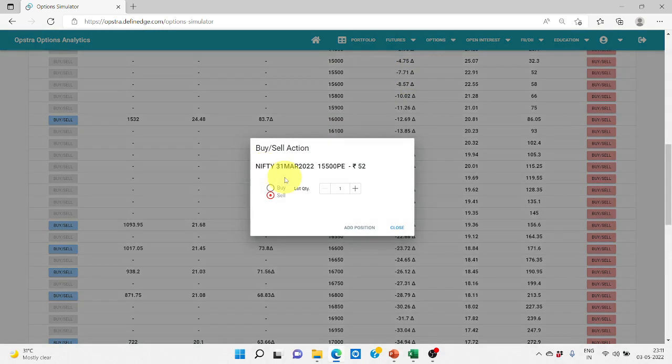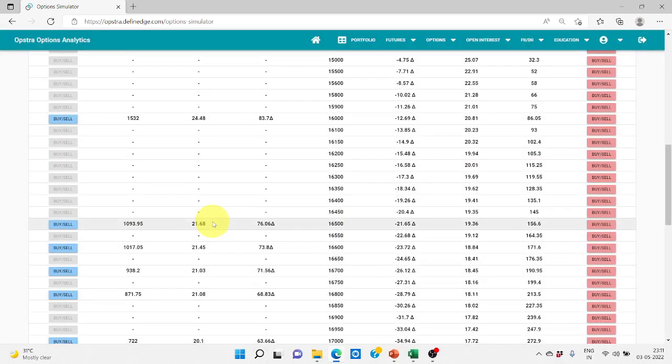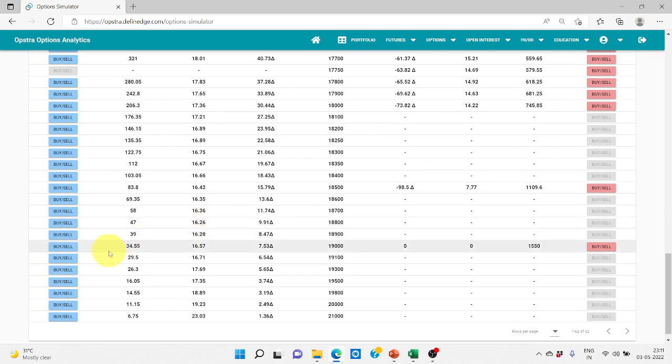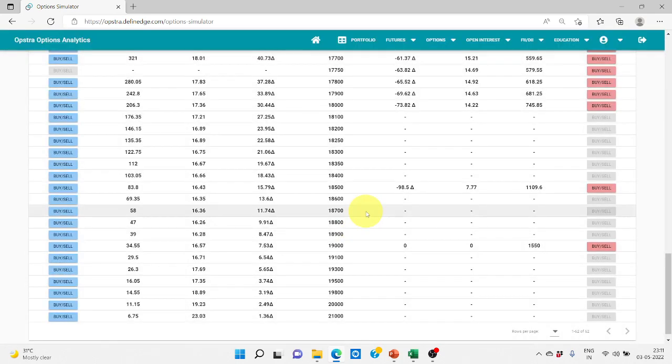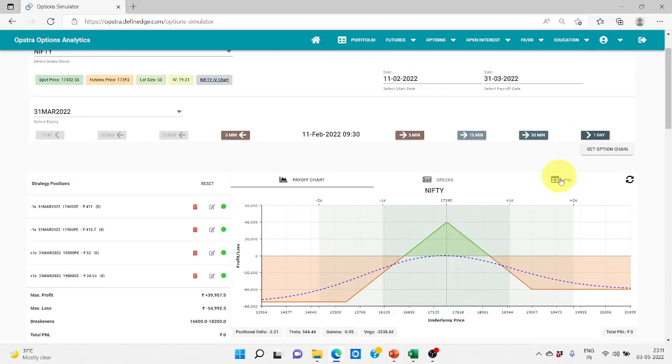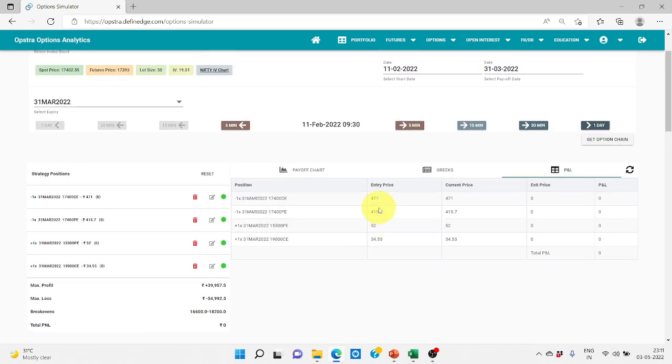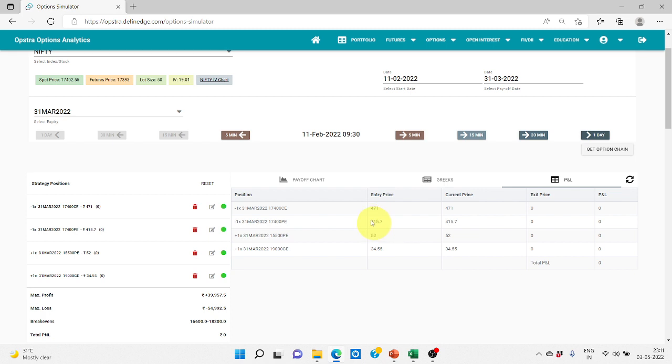Okay, it is 52 rupees, so that's fine. 19,500 or 19,000 we can buy. At 19,000 only we are getting a good rate. We can buy 19,000. Now let's see what's happening. So our adjustment will be either this touches 600 or this touches maybe 650 or somewhere around that.